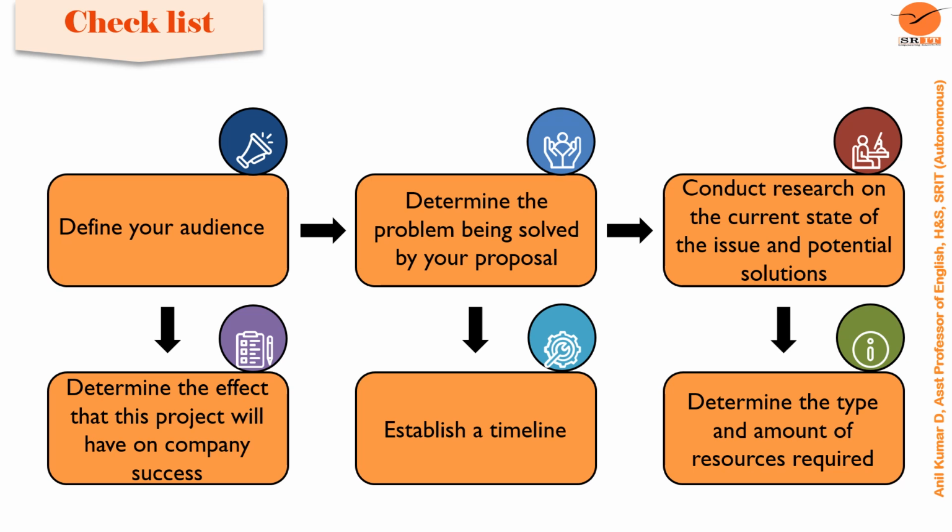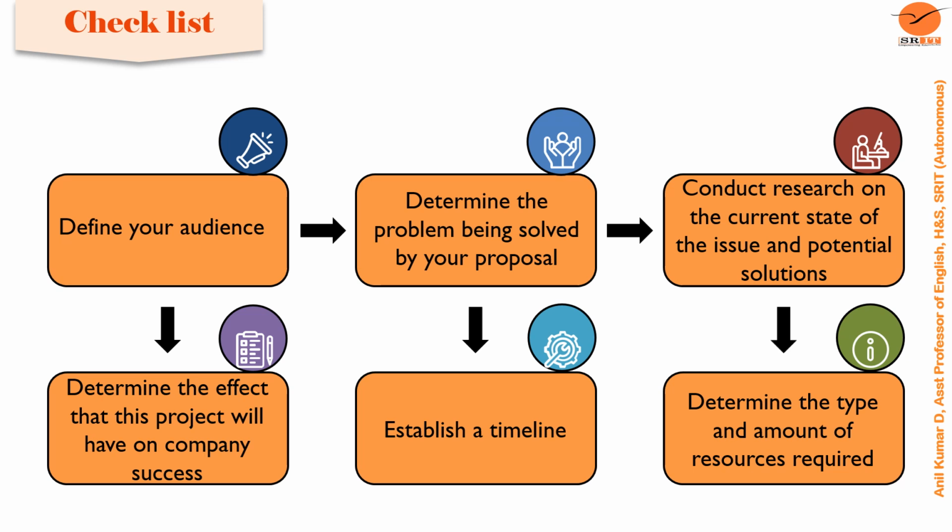And what is that checklist one must follow when writing a proposal document? First of all, define your audience properly, to whom you are writing or drafting this proposal. Then determine the problem being solved by your proposal. Conduct research on the current state of the issue and potential solutions, because once you start conducting research on that particular issue, you will be able to get potential solutions. It could be more than one. And determine the type and amount of resources you require in order to solve those problems or issues.